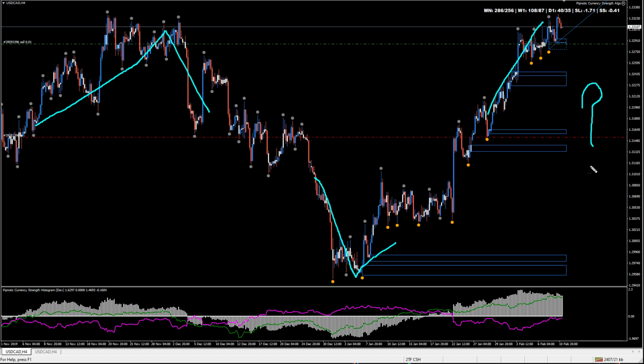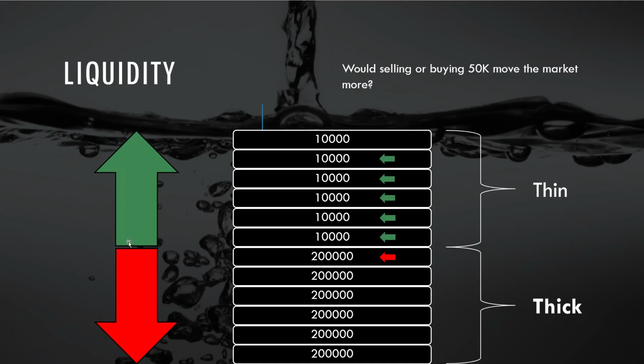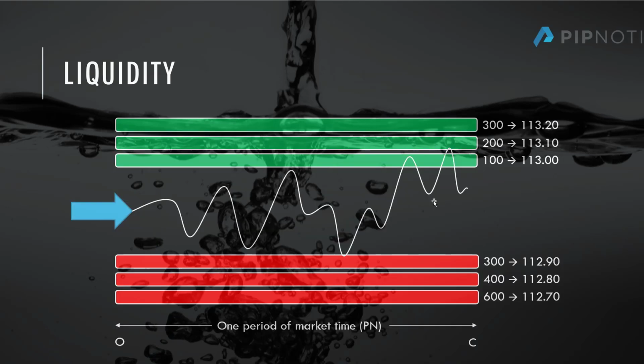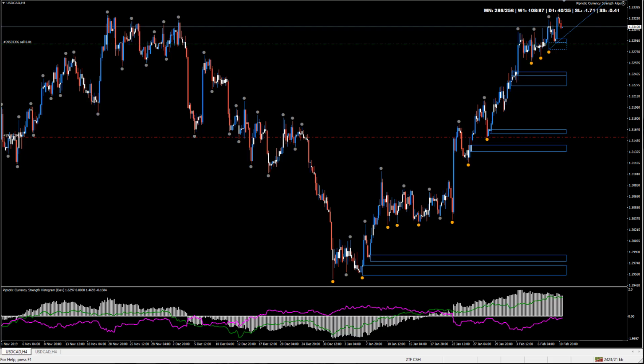We don't know yet. But what we do have is insight into the thinnest and the thickest side of the market using currency strength. Price is currently moving up and down. We can't really see where the thin and thick side of the market is. So we need to do a bit of an x-ray, and this x-ray for me is currency strength. I want to see what the strength of the American dollar is doing in relation to the Canadian dollar.